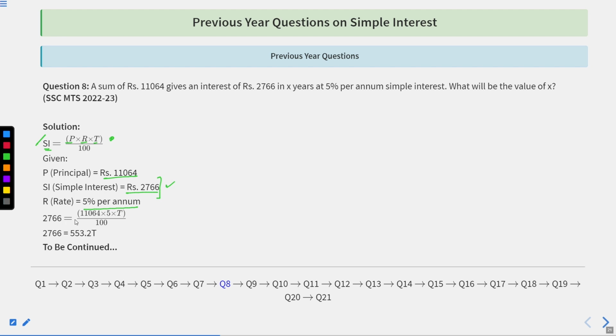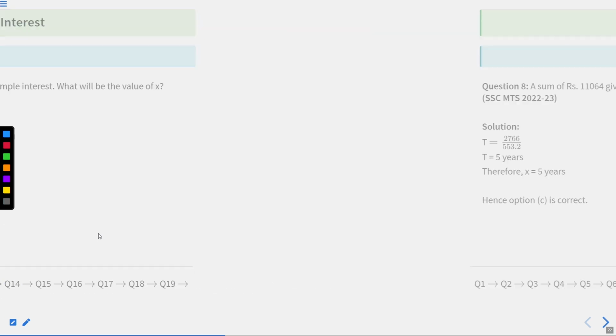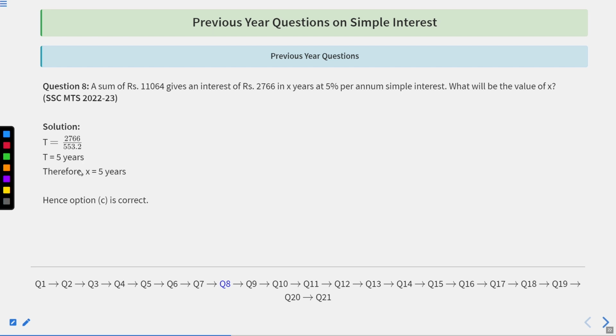So 2,766 is equal to 11,064 times 5 times T upon 100. So when you simplify this, you will get 2,766 equal to 553.2 T. And when you divide, you will get T equal to 5 years. So therefore, T is equal to 5 years. So the option correct here is option C.